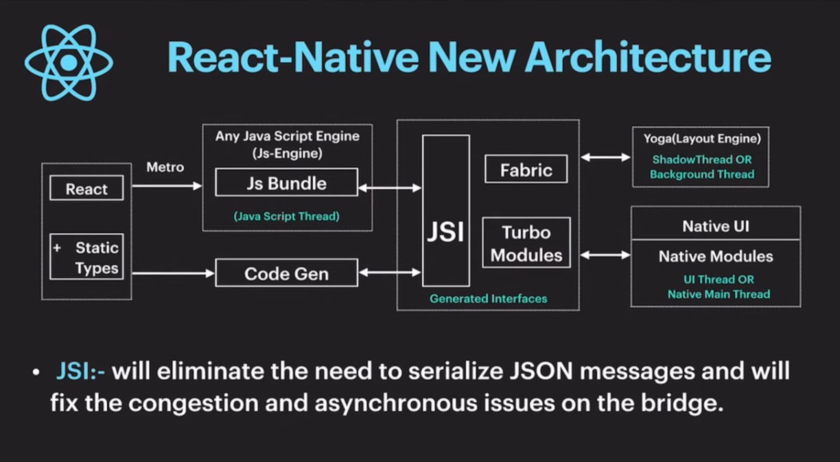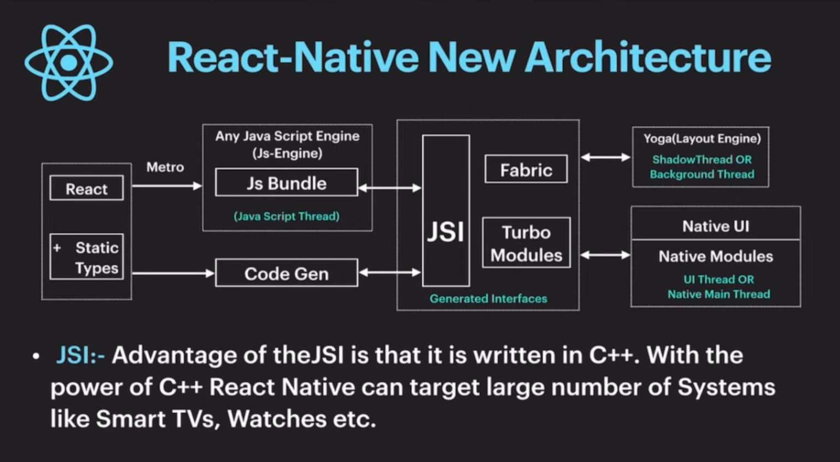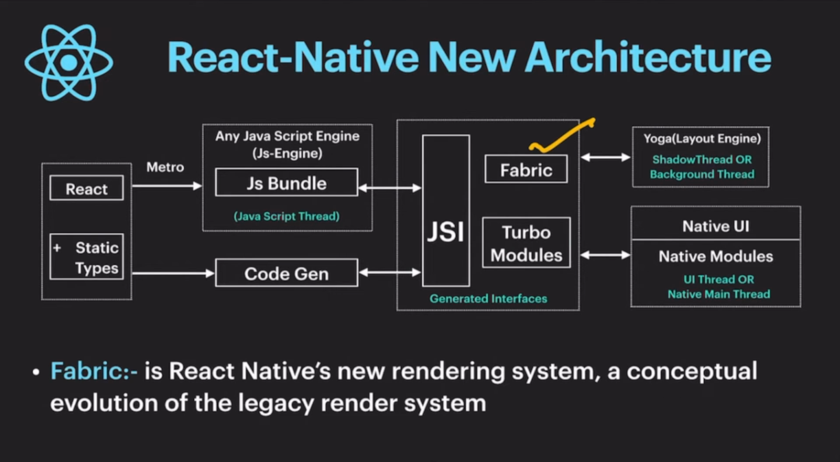Because in the old architecture we used JSON messages for communication between the JavaScript thread and native thread. In all communication we sent JSON messages from the JavaScript thread to the bridge and from the bridge to the native module. Now JSI eliminates the need for serialized JSON messages. Another advantage of JSI is that it is written in C++. With the power of C++, React Native can target a large number of systems like smart TVs, watches, and so on. It is a big advantage of JSI. Fabric is React Native's new rendering system.